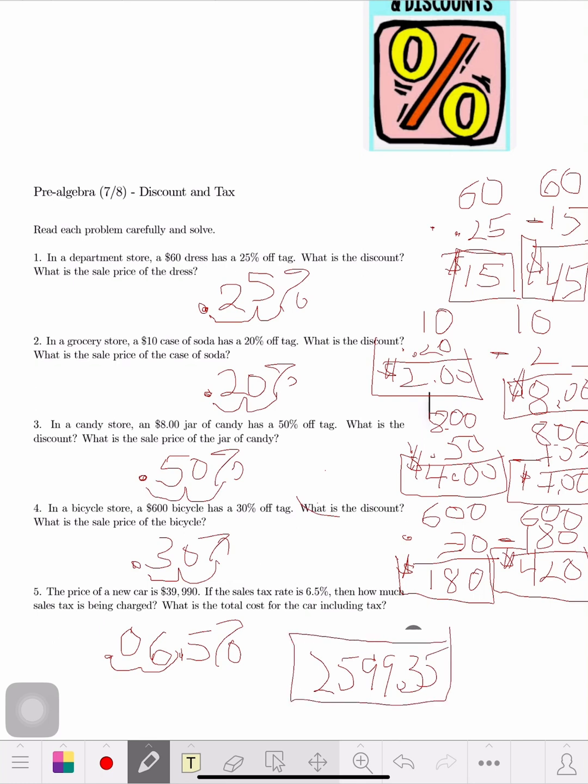Whoa, a lot of sales tax. Put a dollar sign there. So that's what my sales tax is going to be on this car. That's quite a bit. So now, how do I get what the total price is going to be? I take this $2,599.35 and I add the $39,990. Oh, and I get 42,589.35.